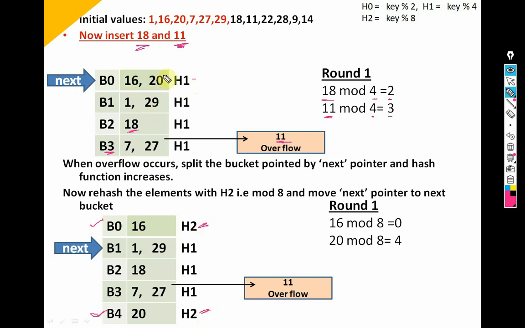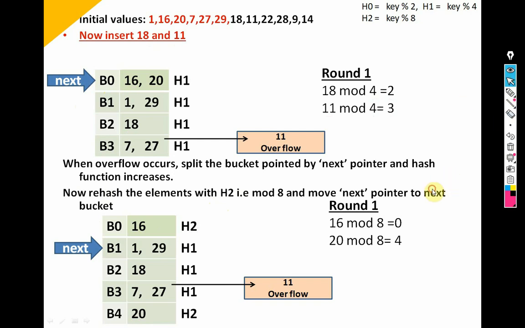Right? The values are to be rehashed. 16 and 20 are to be rehashed. 16 mod 8, H2 function, hash 2 function, 16 mod 8 is 0. 16 is to be placed in the 0th bucket. 20 mod 8 is 4. 20 is to be placed in the 4th bucket. See here, the 20, which was previously in the 0 bucket, got moved to the 4th bucket. So, the next should move down to the next bucket. The next is moved down from B0 to B1.